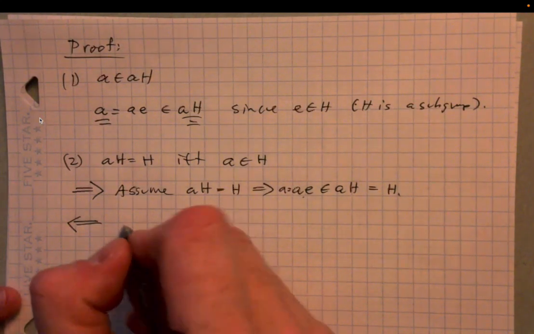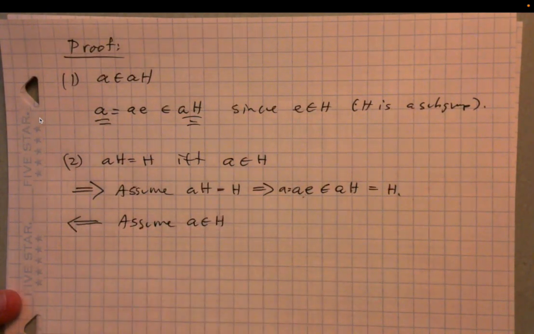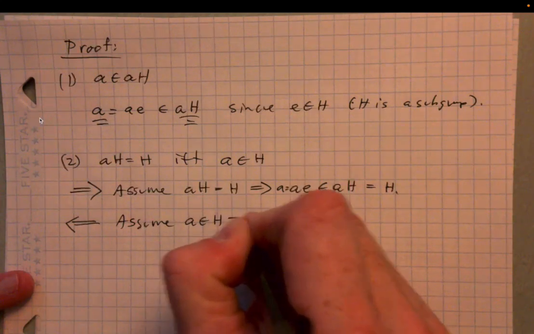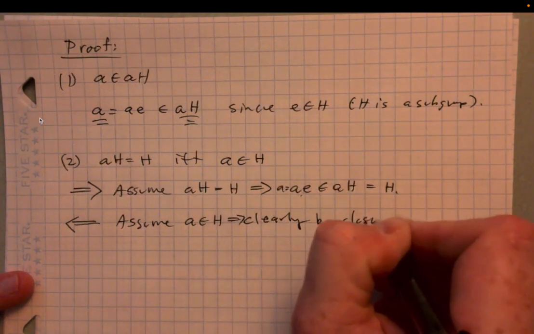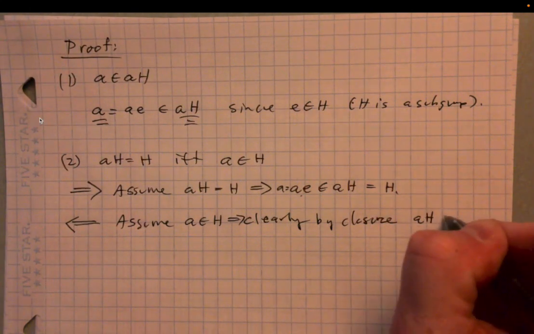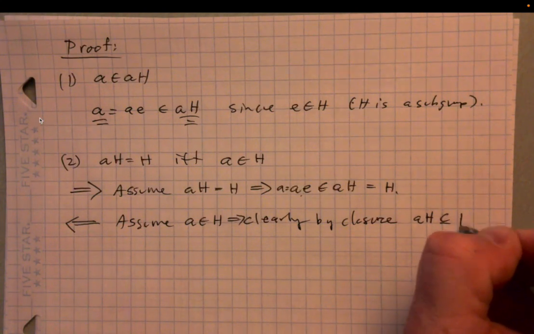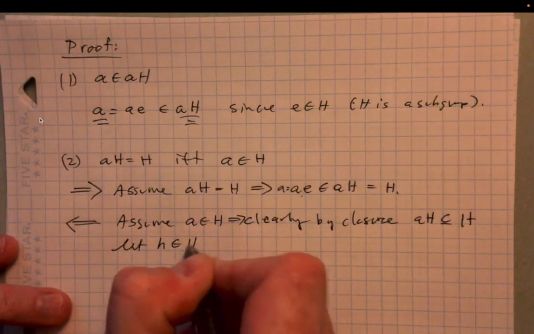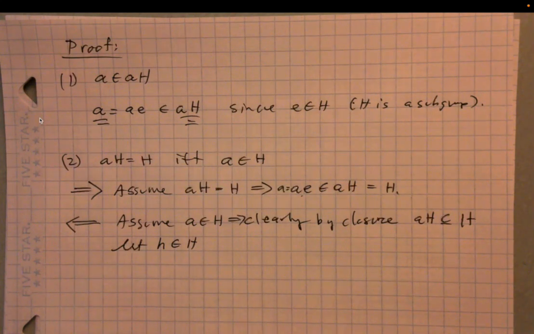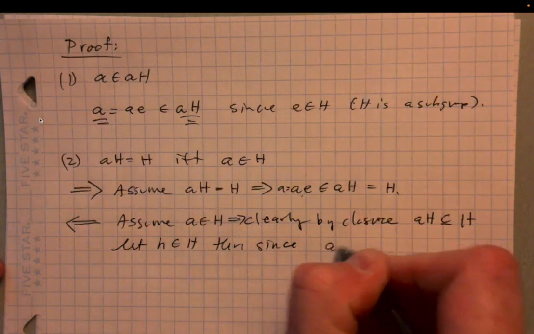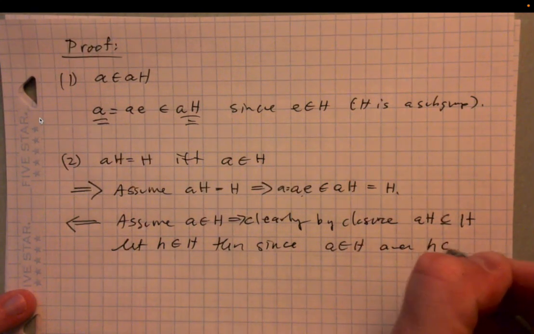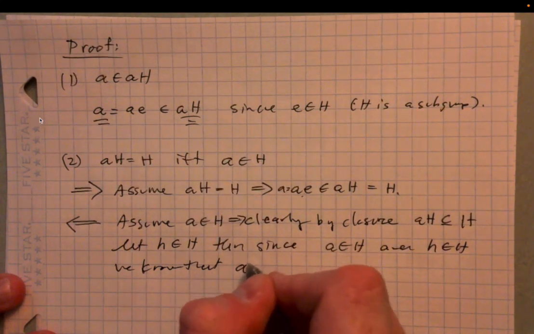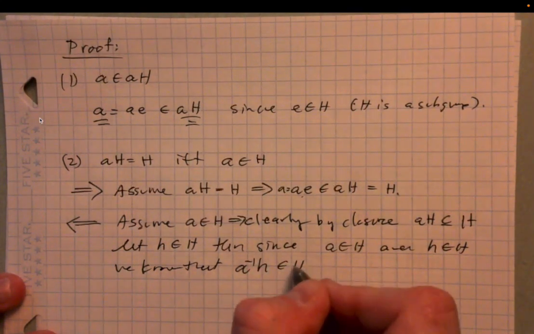Well, let's assume that A is an element of H. And so then by closure, clearly by closure, we would have AH is a subset of H. Okay, so let H be an H. Then, since A is in H, and of course we just said H is in H, we know that A inverse H must be in H.